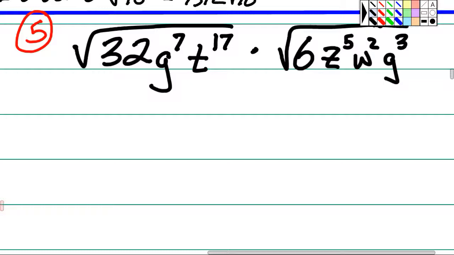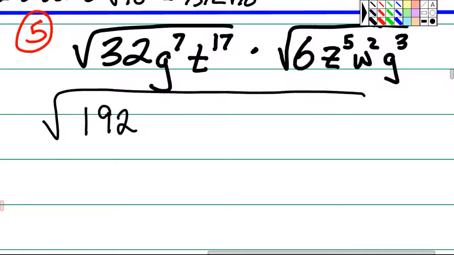So we're going to have to do 32 times 6. What does that come to? 32 times 6 is 192. Now remember, this is all under a big square root now. So 192. How about my g terms? Well, I got g to the 7th times g to the 3rd. That comes to g to the 10th. T to the 17th. That's the only t I got. Then what else do I got? Z to the 5th. And w squared. Okay.